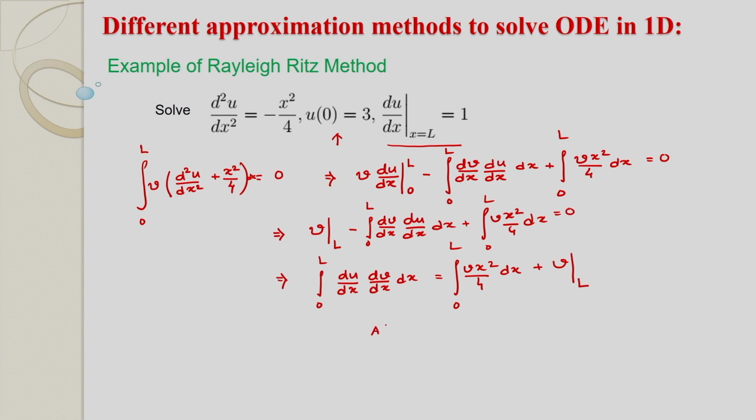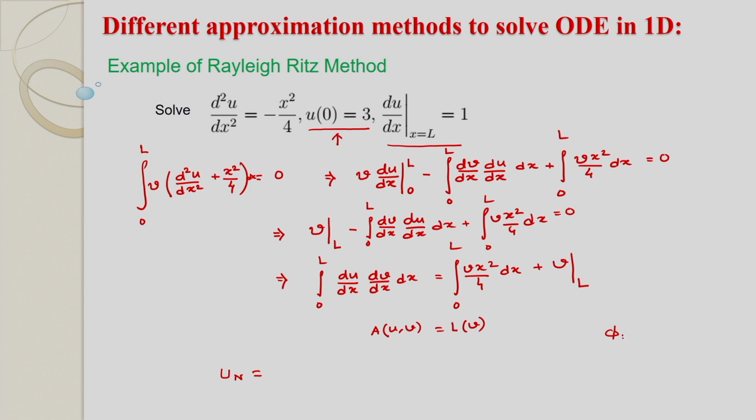So, this is our usual AUV LV form. Now, here you should notice that we have already taken care of this natural boundary condition. Now, we have to choose the approximating function un. That should be chosen based on the essential boundary condition.